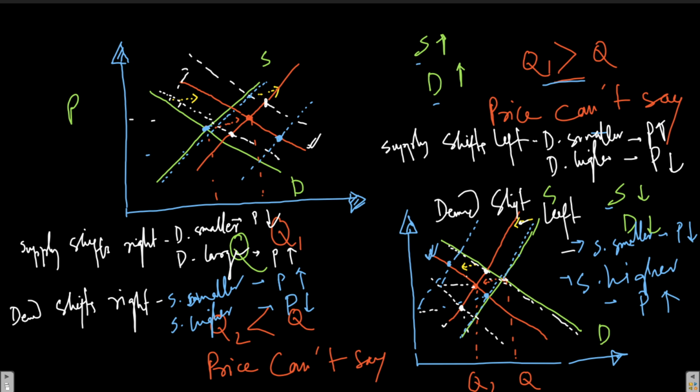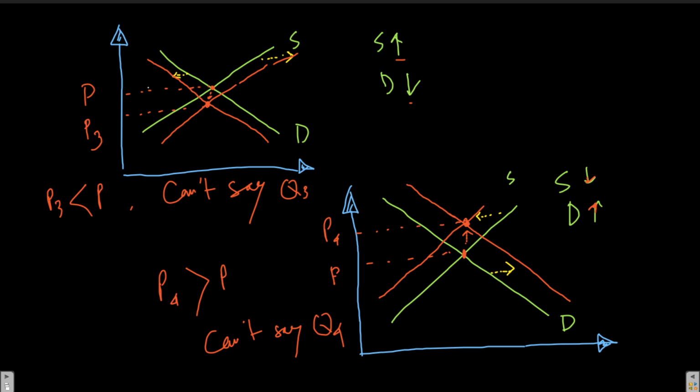Now for the other two cases, we can say things concretely about the price but not about the quantity, because the supply and demand curves are moving in opposite directions. I will explain one case, and the other case I will leave for you to do yourself. So let me explain the third case, and the fourth case I will not explain.